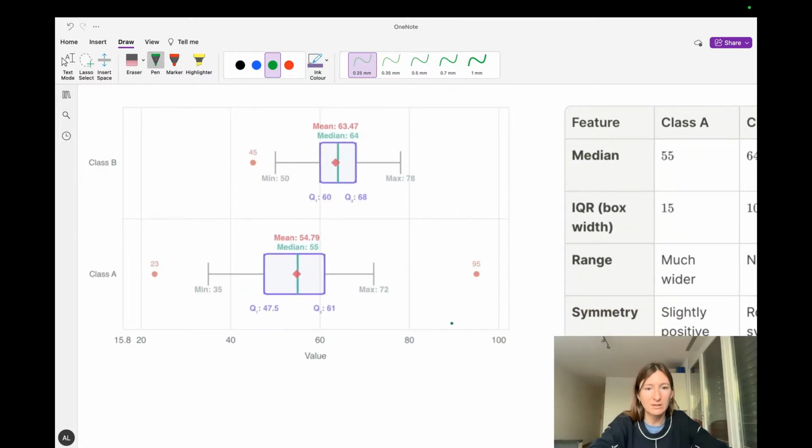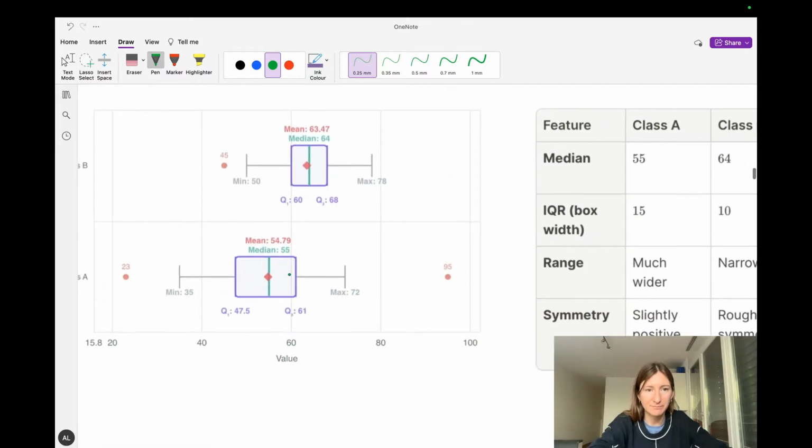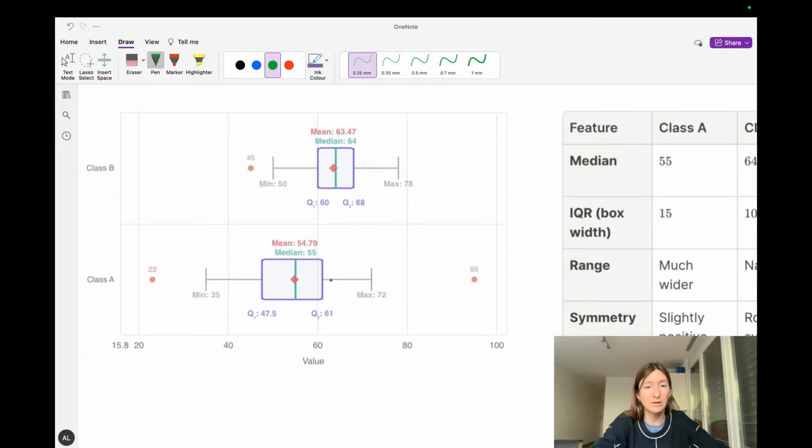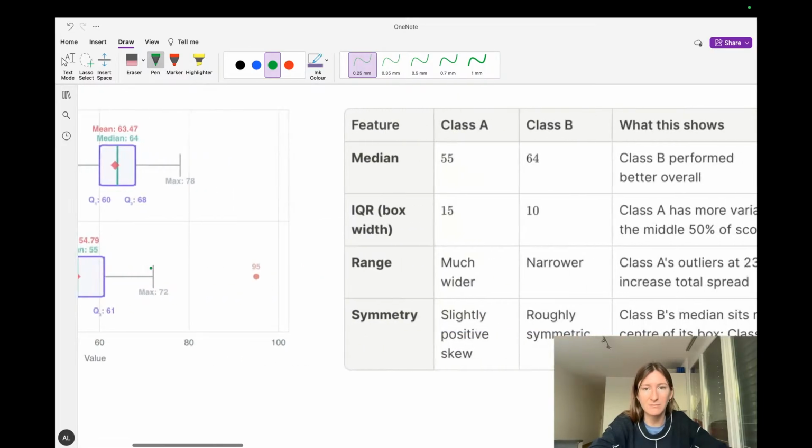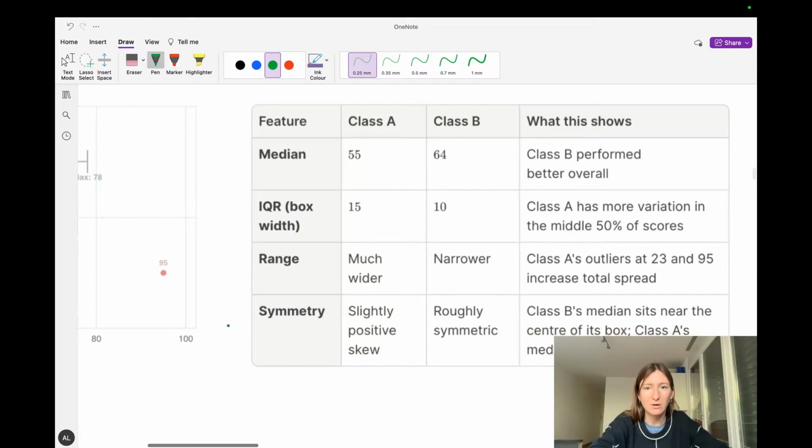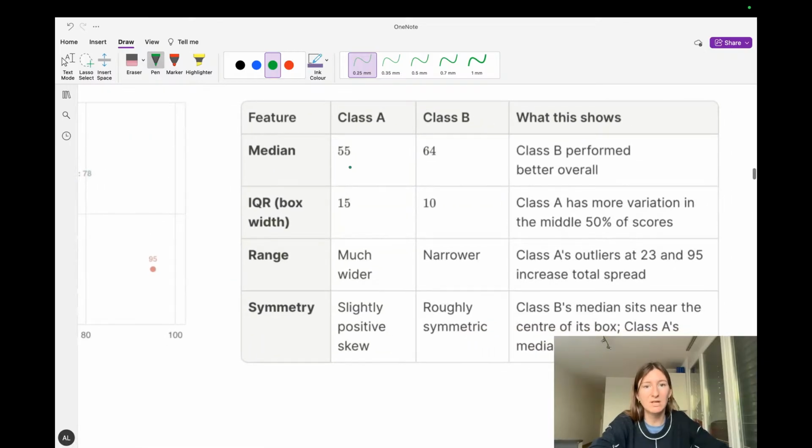So when we get asked a question to compare 2 box plots, sometimes by just looking at them, you can tell. Think about what the situation is in real life. That helps you to answer it. And you can talk about things like the median. If the median is higher, you can say that this class performed better.